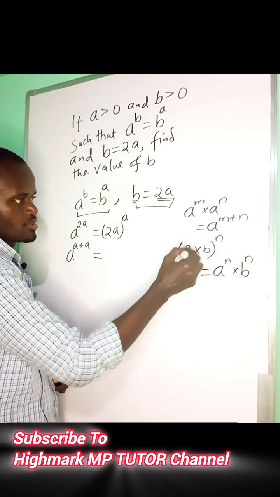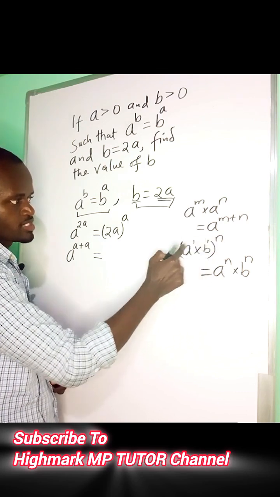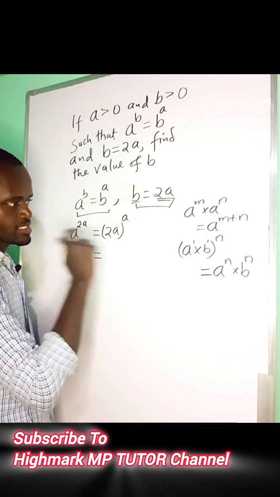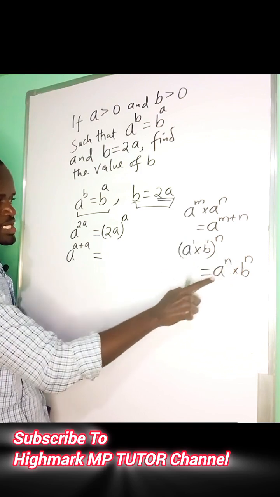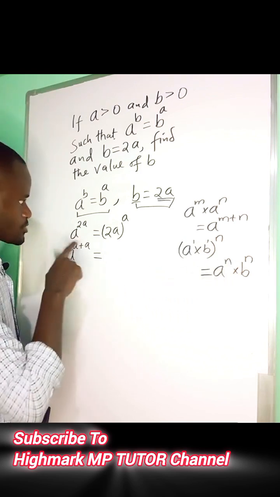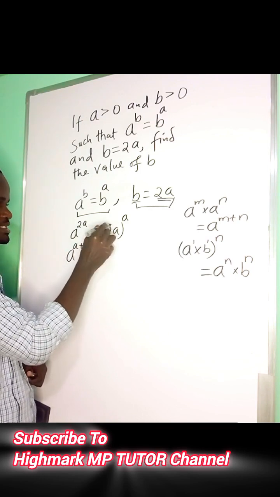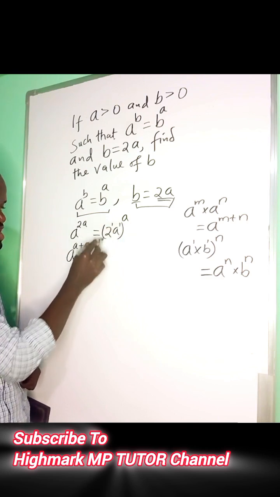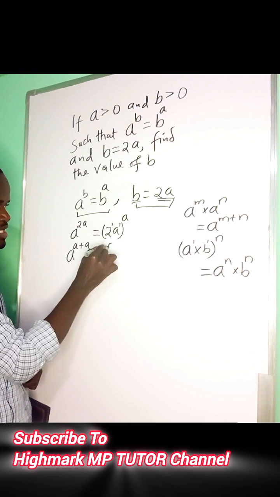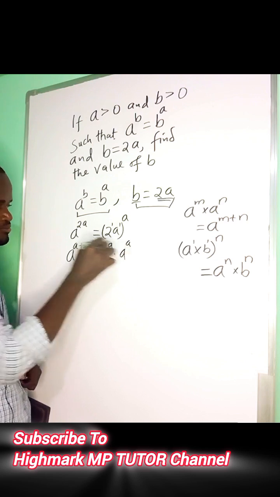So B is B power 1, A is A power 1. So N multiplies all those powers so that we have this. So N by 1 is N, and N by 1 here also is N. So we end up with that. So that is what I want us to apply here. 2 here is 2 power 1, A is also A power 1. So A multiplies these powers so that we have 2 power A times A power A.